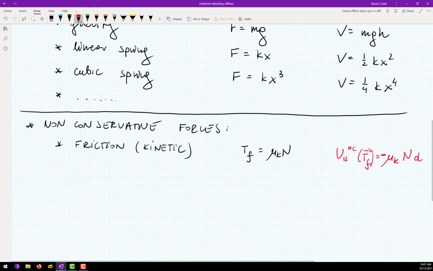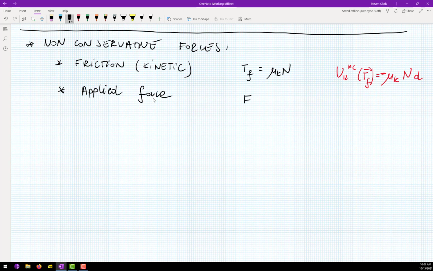Another non-conservative force is, of course, applied force, which is F. It can be a function of time, a function of position. You will have to integrate the given force. And the third one you can encounter this semester is aerodynamic drag.